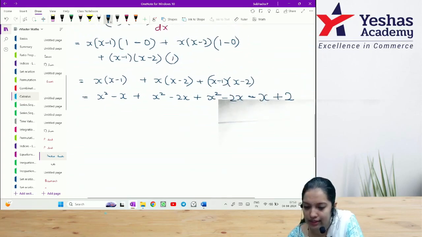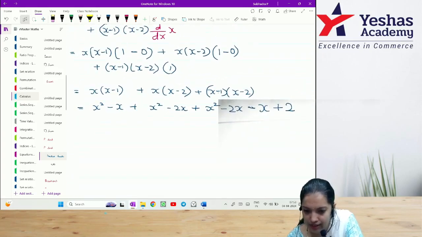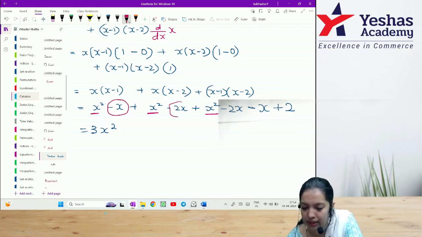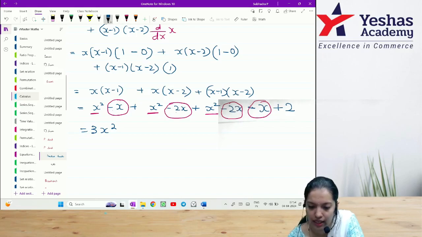Now see what can be cancelled from this. x square, x square, x square. I am regrouping: x square, x square, x square can be written as 3x square. Next, minus x minus 2x, sorry, minus 2x minus 2x minus x. 1, 2, 3, 4, 5, 6. So it becomes minus 6x. And in the last I have plus 2. This is the final answer.